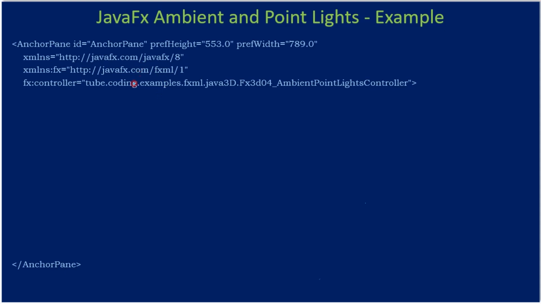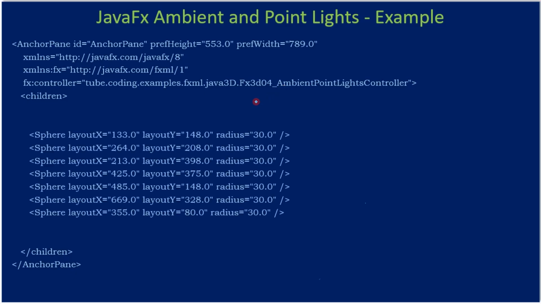Here in the FXML entry, under the children, if you see, we placed 8 spheres. So we located each at a different location: layout X 133, layout Y 148, and the radius is 30. So this will be a sphere, and there are 7 spheres here.